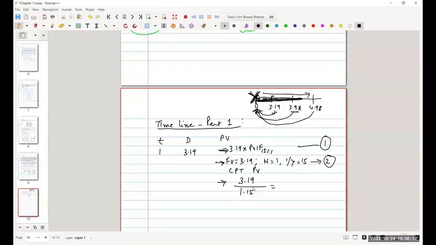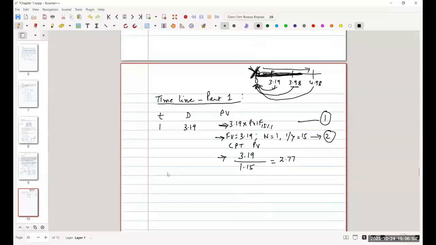I mean, there will be minor differences because of rounding off and so on, but you'll get roughly a similar result. So I'm just doing 3.19 over 1.15. 3.19 divided by 1.15 gives me approximately 2.77. The calculator just keeps on showing digits and digits, 2.773913043478 and so on, so I'll just pick up the two places after the decimal. So this is the present value of the first dividend that we receive. We need to retain this.